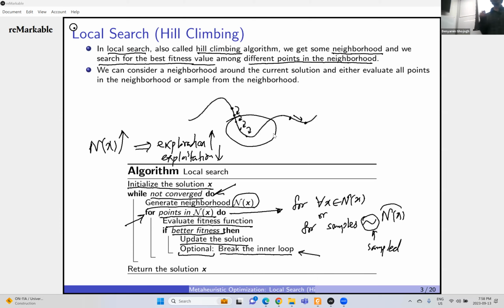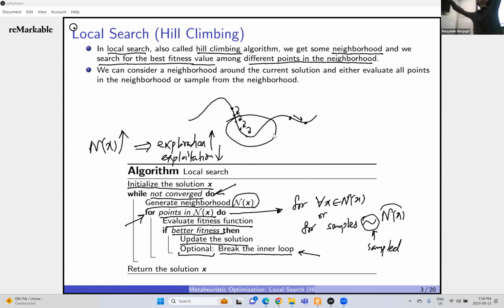I defined that in the previous session, but let me explain it again. What is exploration versus exploitation? To recall, exploration means that I explore more in the landscape. Exploitation is the other way around. Let me do the search locally more. So they are opposite of each other. The more you explore, the less you exploit.